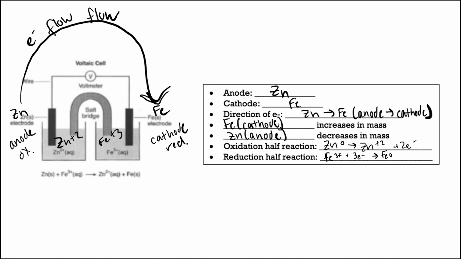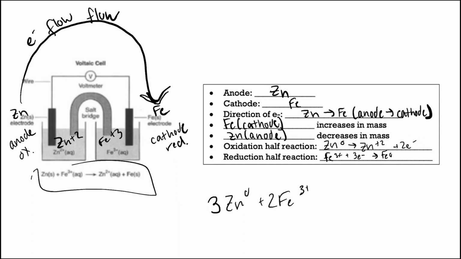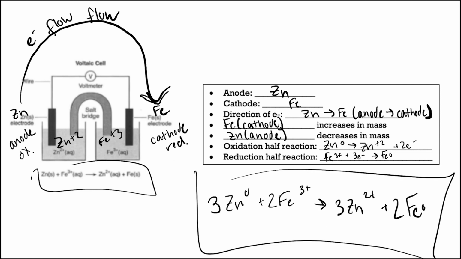like that. And the balanced reaction is on the bottom. It's not actually balanced, so if we did want to balance the combined reaction, it would look like 3 Zn 0 plus 2 Fe 3 plus gives you that and 2 of those. So that is what it would look like if you want to take the extra step and balance and combine the reactions.